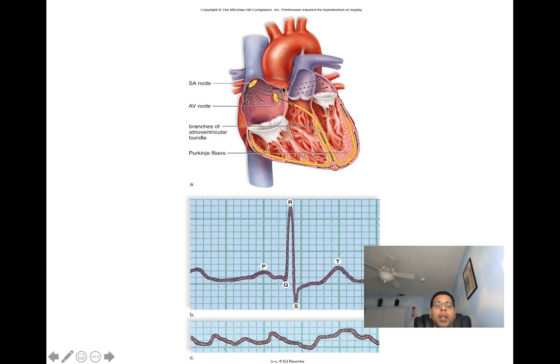So let's correlate everything here with the intrinsic conduction system. When the SA node fires, the atria will contract, and we're going to see that the P wave indicates that event. And then the QRS wave is telling us that the ventricles are about to contract. And then our T wave tells us the ventricles have contracted. All right, let's move forward then.